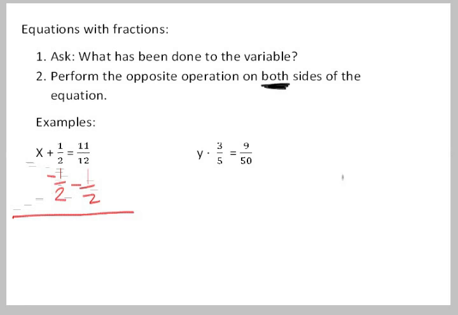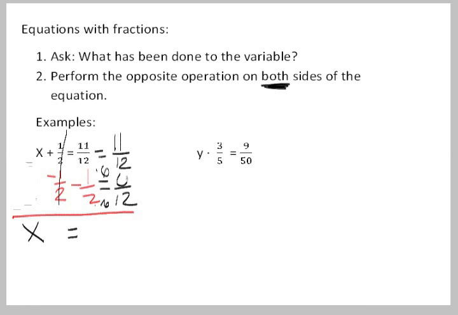So we're going to take a look at the left side, x plus 1/2 minus 1/2. Well, we bring down the x, 1/2 minus 1/2 is nothing, so that cancels out. Bring down the equal sign, and in order to subtract 11/12 minus 1/2, we need a common denominator. And in this case, 12 is divisible by 2, so 12 is our common denominator. So then when we're converting from halves to twelfths, we're multiplying by 6 over 6.